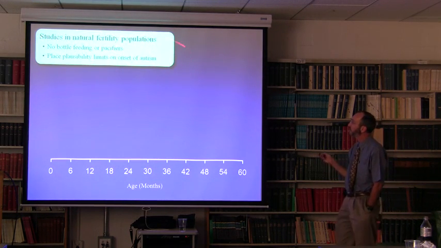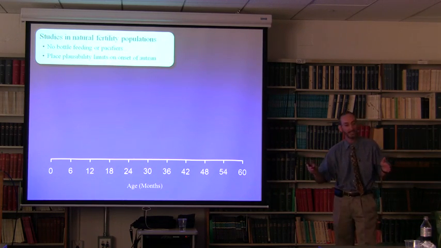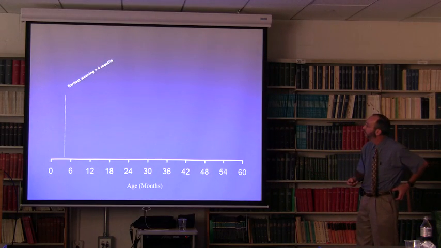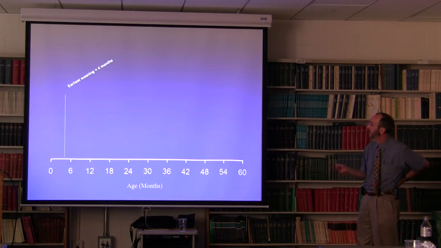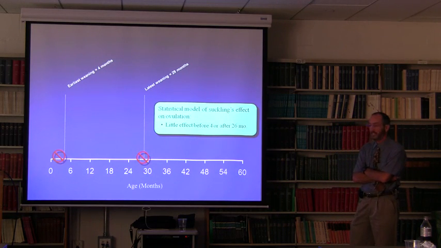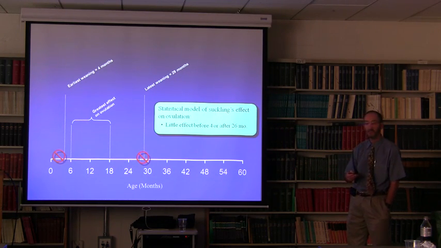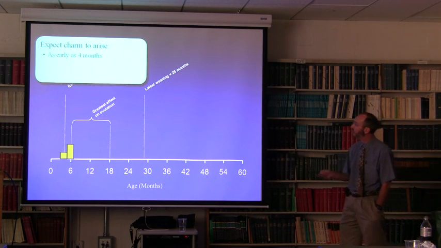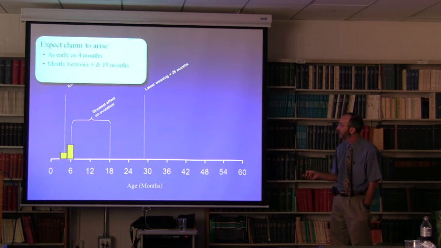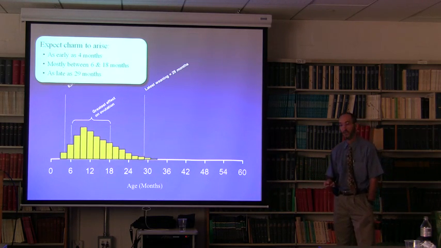But studies in natural fertility populations with no bottle feeding or pacifiers do place plausibility limits on the onset of autism. The earliest mean weaning in such populations is 4 months, and the latest, quite a ways away, is 29 months. Statistical modeling of suckling's effect on ovulation shows little effect before 4 months or after 26 months. And its greatest effect is between 6 and 18 months. So we should expect charm to arise as early as 4 months, mostly between 6 and 18 months, and as late as 29 months.